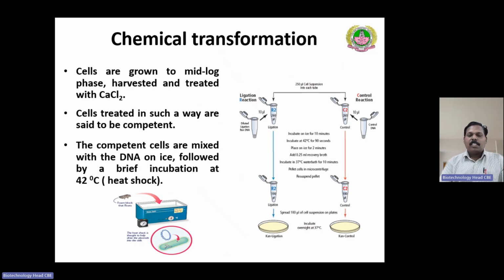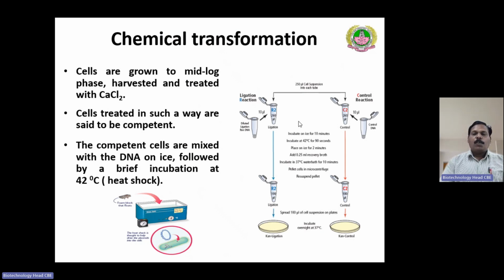Now these competent cells can be mixed with the DNA on ice, followed by a brief incubation at 42 degrees centigrade. In a water bath, you can set 42 degrees centigrade for 90 seconds. That would make minute pores in the bacterial cells and allow the foreign DNA to enter. Here, this is a quick flow of the ligation reaction and a control reaction. Those cells are used for ligation and transformation.